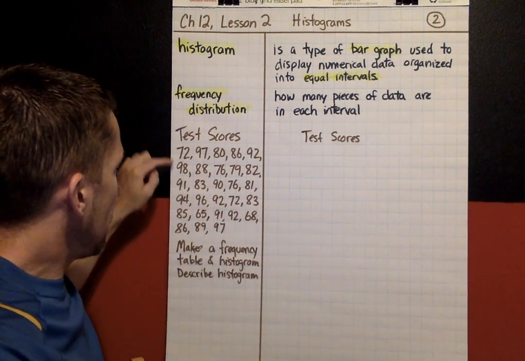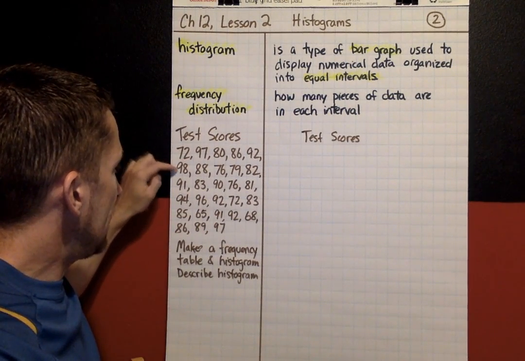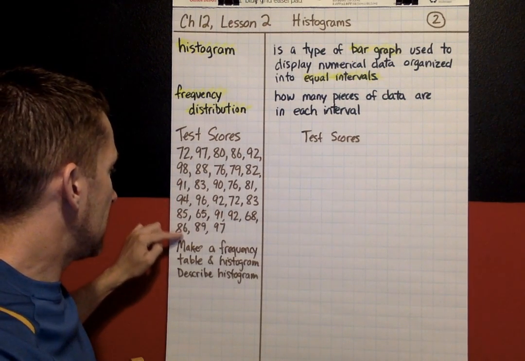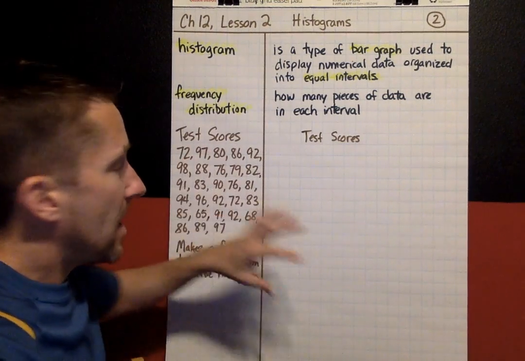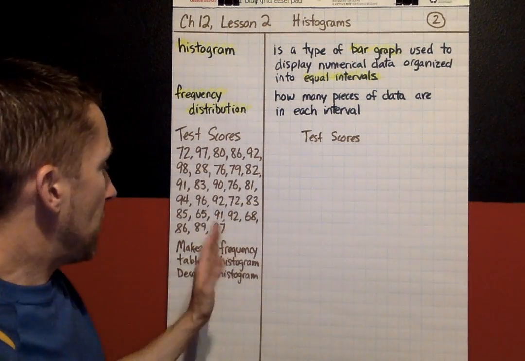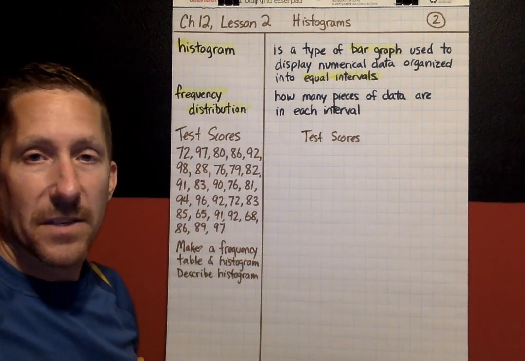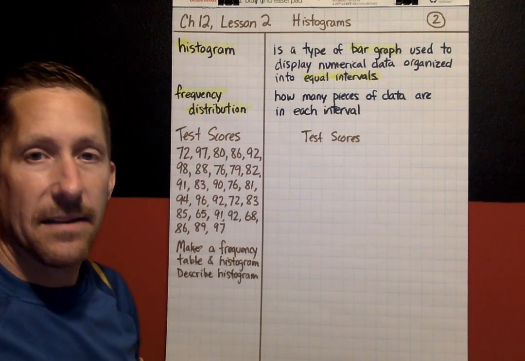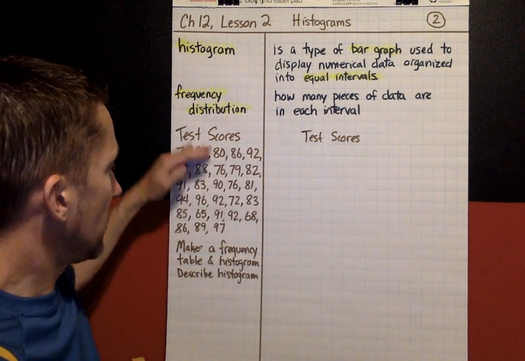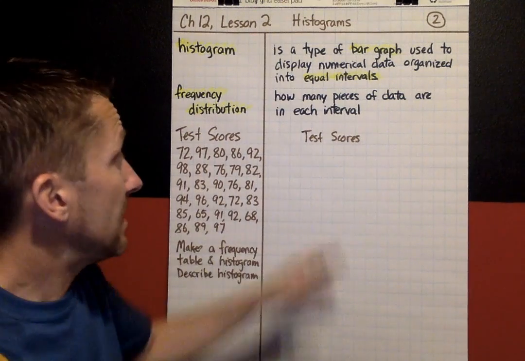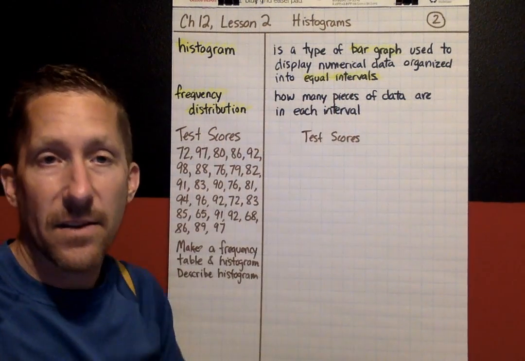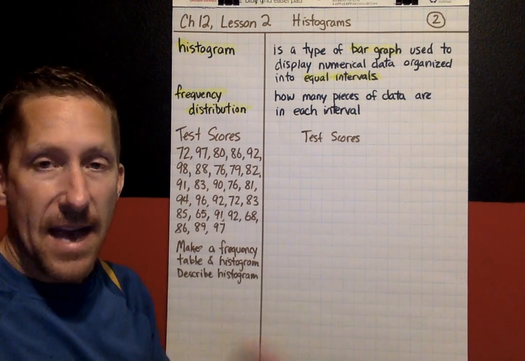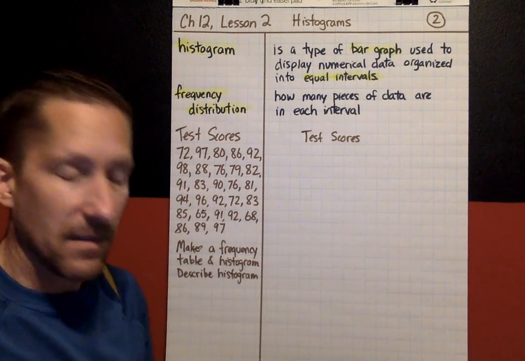So when I look at my data, I see I've got numbers in the 70s, 80s, 90s, 60s, and that looks like it. So from that, I'm going to come up with my intervals. So my numbers start in the 60s, so I can go from 60 to 69, 70 to 79, 80 to 89, and 90 to 99. Those would be good intervals to pick looking at my data. But the thing is, they've got to be equal. Okay, I cannot go from 60 to 65 and then from 66 up to 80. The interval has to be the same.